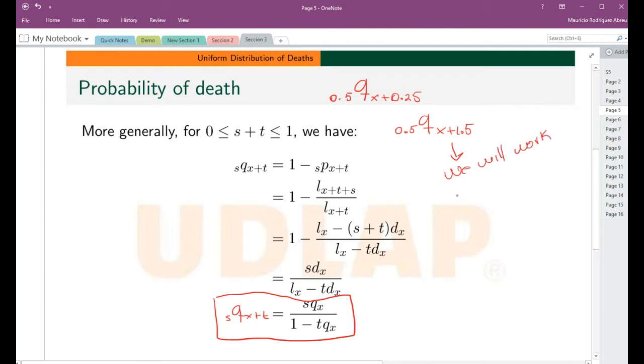We will work around this. In some examples, I think I have one example when this happens, so we can find a way around these things, okay? But once we have this expression with this criteria being met, we can just replace our probability using this expression, okay?